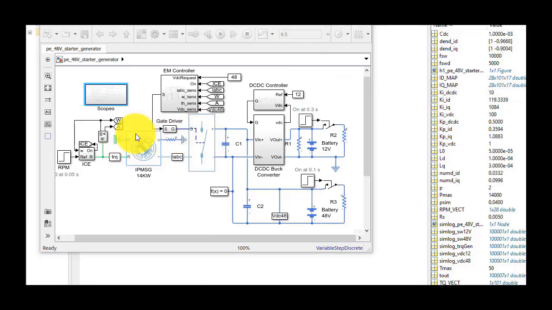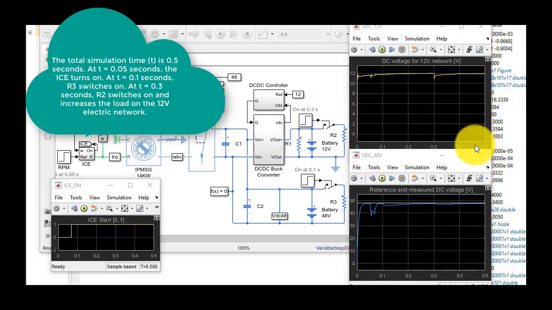The IPMSM supplies power to the 48-volt network, which contains the R3 power consumer. The 48-volt network supplies power to the 12-volt network, which has two consumers, R1 and R2. Total simulation time, T, is 0.5 seconds.